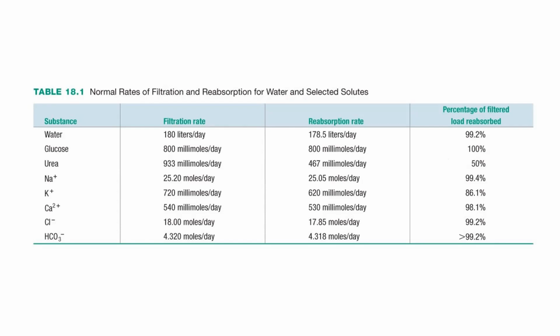Urea is also reabsorbed partially. We filter about 933 millimoles, we reabsorb about half of that, and then we see about 50% in the urine. Our other important ions are aggressively reabsorbed, so sodium, potassium, et cetera. They're really important in maintaining our plasma ion concentrations. Sodium and potassium are needed for the sodium-potassium pump and for establishing the resting membrane potential, and calcium is needed for muscle contraction, smooth muscle and cardiac muscle. So we don't want to lose these ions in any significant quantity in the urine, and they are aggressively reabsorbed across the tubules.